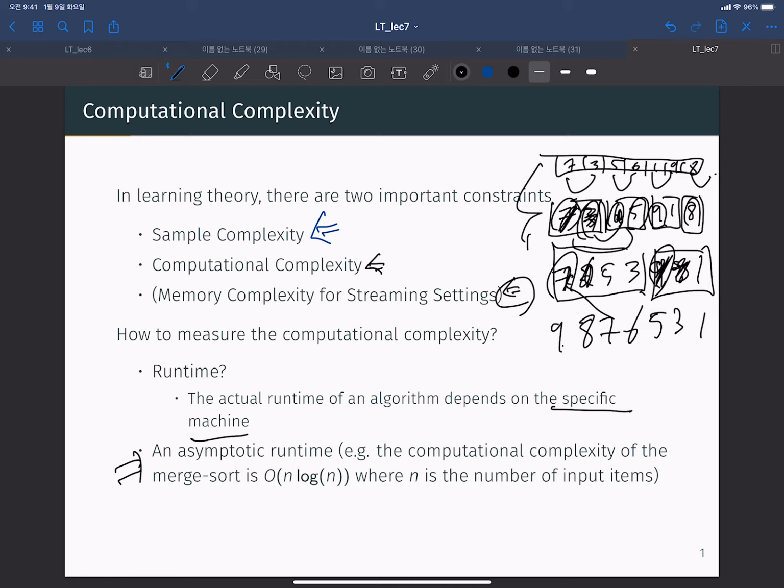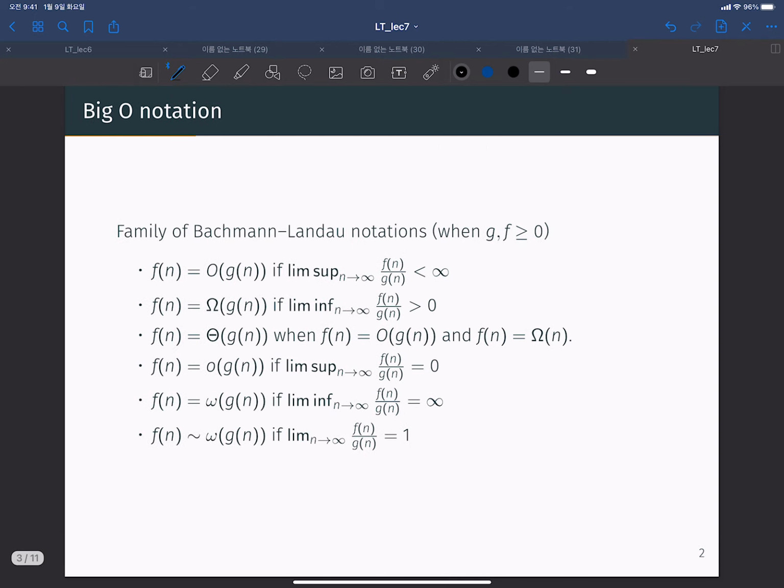So the number of rounds we need is roughly log n, where n is the number of entries. And each round requires roughly n comparisons. So the total computational complexity of sorting from the largest to the smallest is n log n. This is called asymptotic runtime, and here we use big O notation. I will briefly explain what big O notation is.